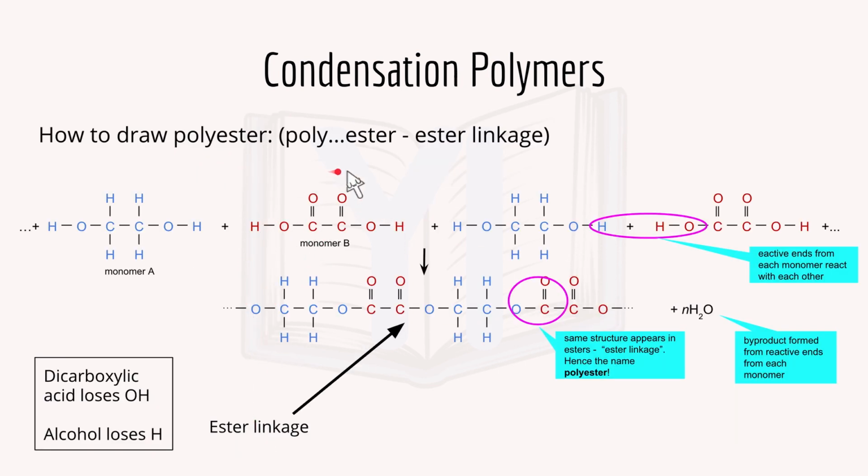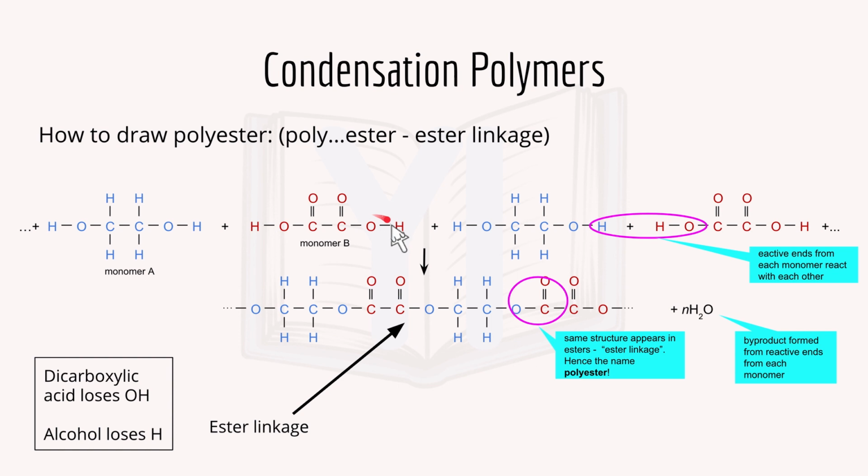And here's how to draw polyester. One thing to note is that the key term is ester linkage. So we have monomer A, we can see it's a diol, with OH and OH. Then we have COOH, it's a dicarboxylic acid. So just keep adding. For the dicarboxylic acid, we donate the OH to become water. So the dicarboxylic acid will lose its OH, and the alcohol will lose its H. So the O will join to the C. So you can see C joined to the O.